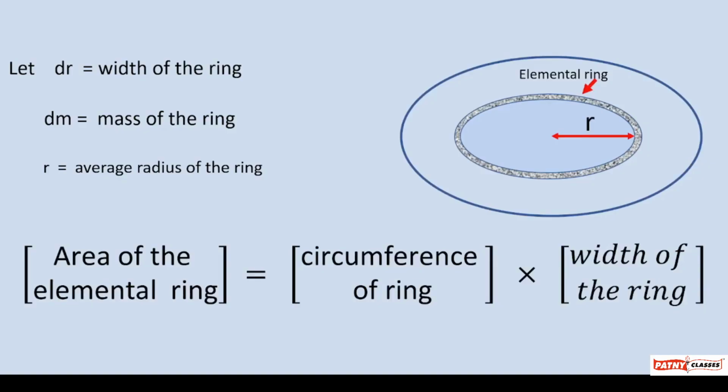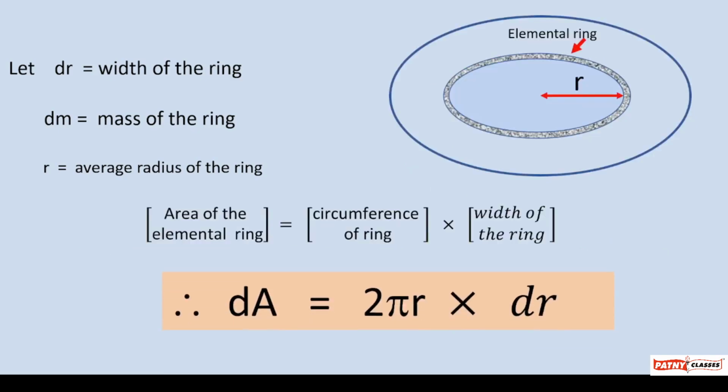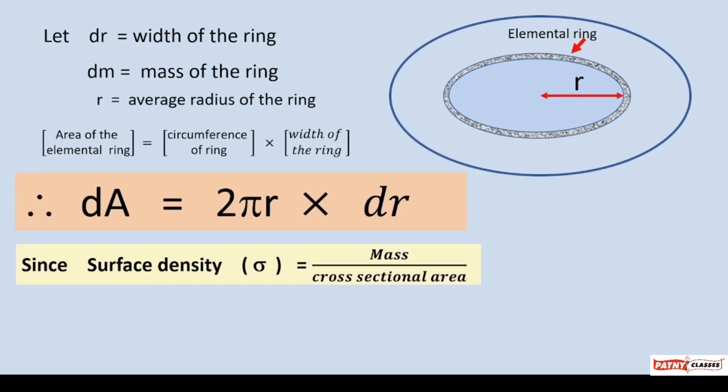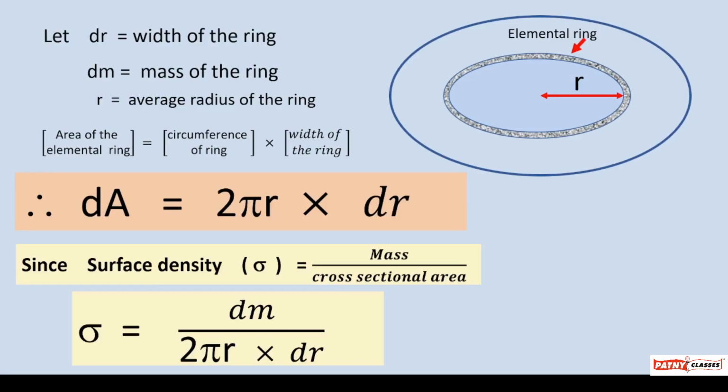Now the area of the elemental ring equals the circumference of the ring multiplied by the width of the ring. Therefore dA equals 2 pi r multiplied by dr. Since surface density equals mass upon cross-sectional area, sigma equals dm upon 2 pi r multiplied by dr, which implies dm equals sigma into 2 pi r multiplied by dr.